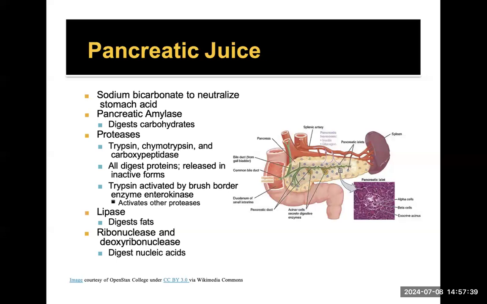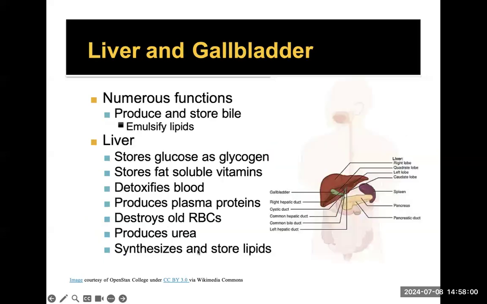Also, you have pancreatic amylase. So pancreatic amylase is going to also help digest carbohydrates. You have proteases that are going to break down proteins like trypsin, chymotrypsin, carboxypeptidase, lipases that are going to help digest fat, and then ribonuclease and deoxyribonuclease, which will help break down nucleic acids.